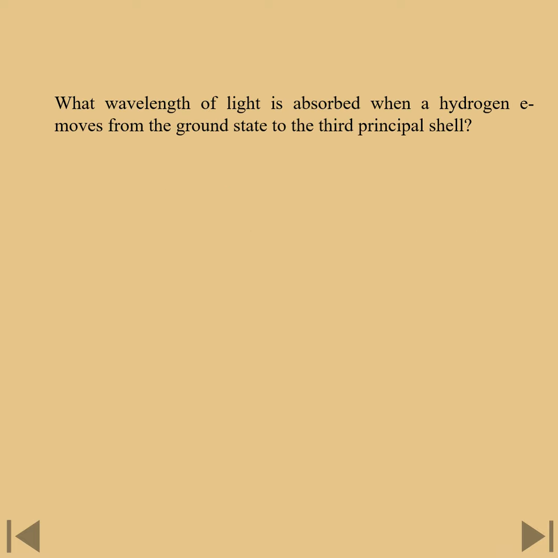Okay, what wavelength of light is absorbed when a hydrogen electron moves from the ground state to the third principal shell? Okay, we only have one equation for wavelength, and if you get stuck with what's going on, go with what are you after? We're after the wavelength of light, and we only have one equation for wavelength. Lambda nu is equal to c. Let's solve for lambda.